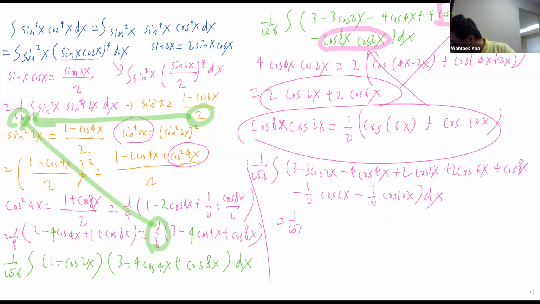Let us first combine like terms, because we have minus 3 and the 2 here, so we have minus cosine 2x, and then we just have a minus 4 times cosine 4x, and then we have 2 with the minus half, which gives us plus 3 over 2 cosine 6x plus cosine 8x minus 1/2 cosine of 10x dx.